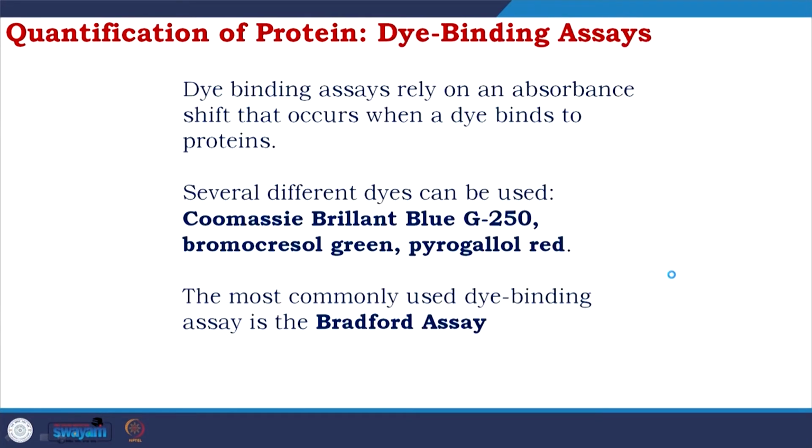So, dye binding assays rely on an absorbance shift that occurs when a dye binds to protein. You have a dye, it binds to protein, the absorbance changes from the unbound to the bound dye. Several different dyes could be used: Coomassie Brilliant Blue G250, which we are going to talk about, Bromocresol Green, Pyrogallol Red, but the most commonly used dye binding assay is the Bradford assay.